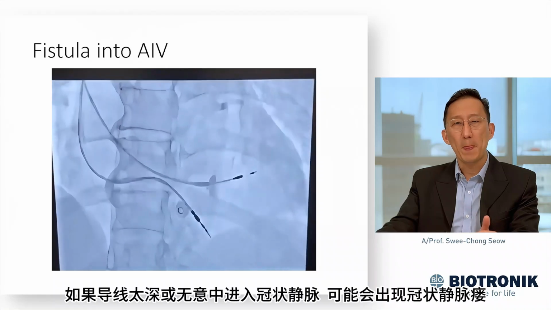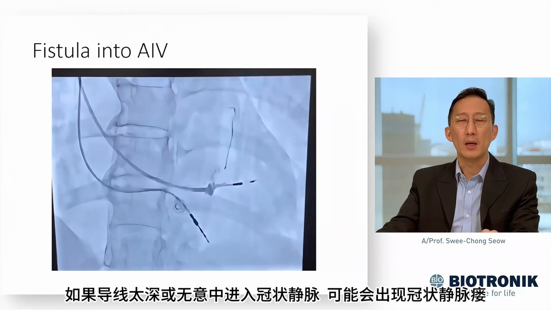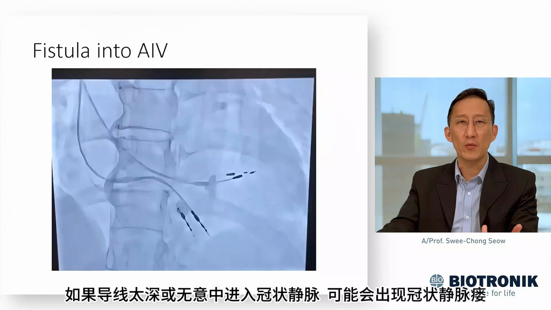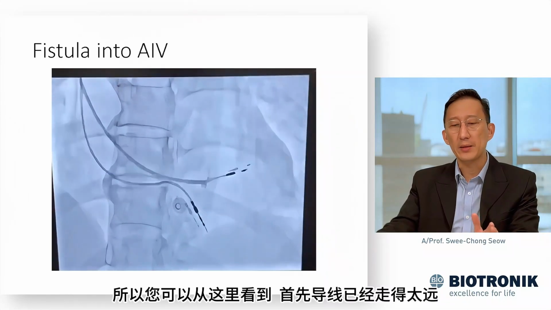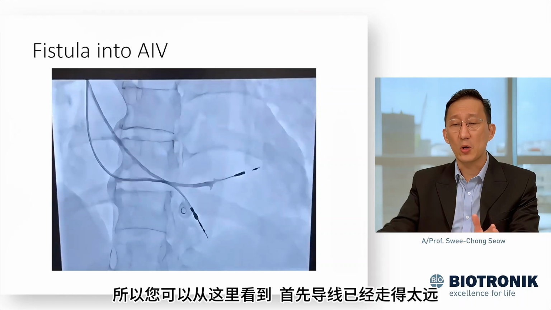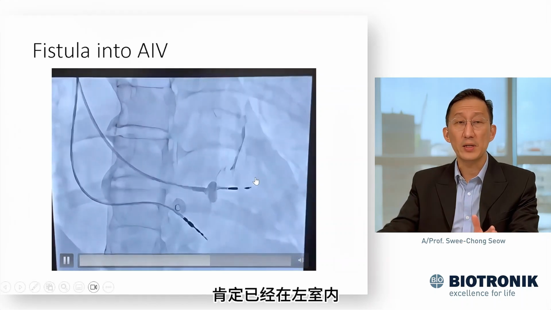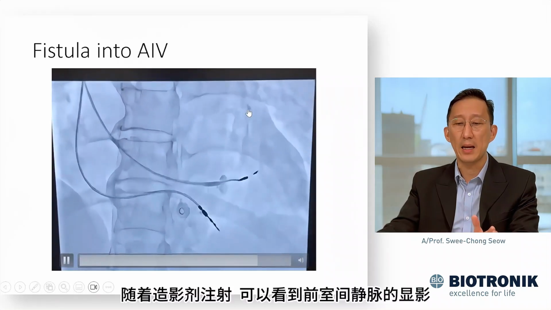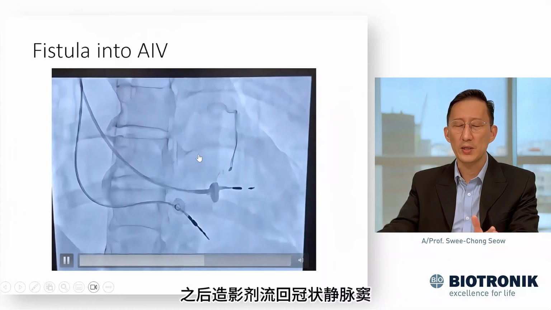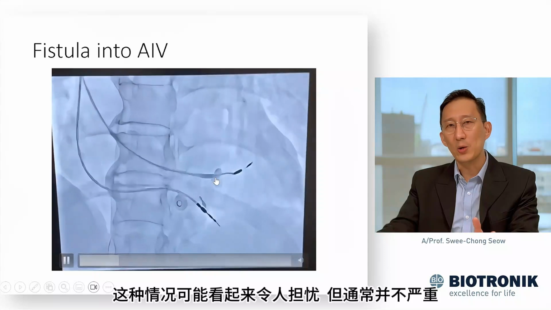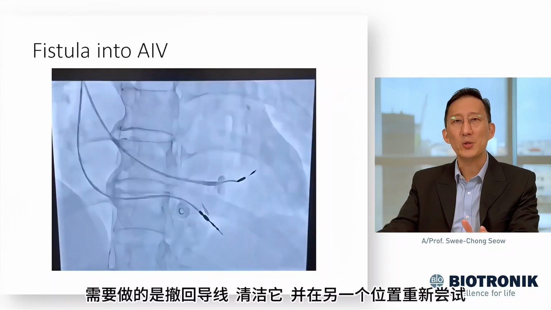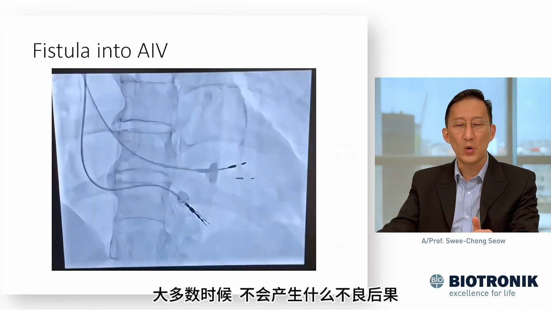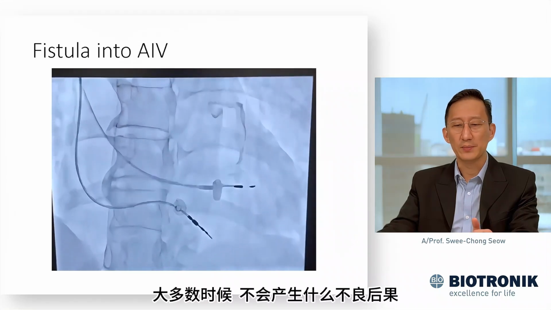A fistula into the coronary veins can also occur if the lead goes too deep or inadvertently enters into one of the coronary veins. So you can see from here that, first of all, the lead has gone too far. It's definitely in the LV cavity. And with the injection of contrast, you see a filling up of the anterior interventricular vein. And that contrast then hits into the coronary sinus. So as scary as it might look, this is usually benign. And all that needs to be done is to withdraw the lead, clean the lead, and go somewhere else. Most of the time, nothing bad happens as a result.